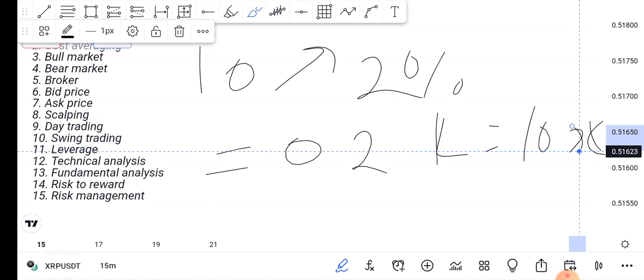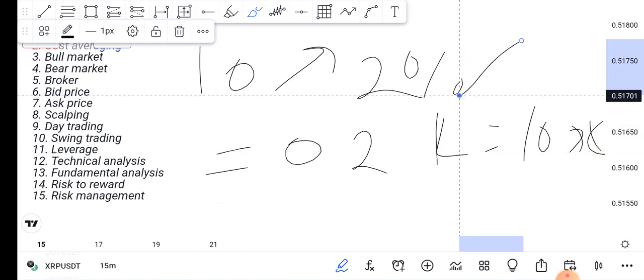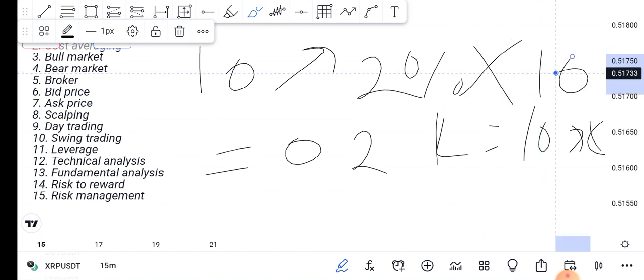It means that it will multiply this percentage by 10. If it's 20x, it will multiply it by 20. If it's 30x, it will multiply it by 30, depending on how much your broker can give to you. So now let's say I use a leverage of 10x. It means it will multiply this 2% by 10. So now 2% times 10 becomes 20%. So instead of making 2% of $10, I'll be making 20% of $10.